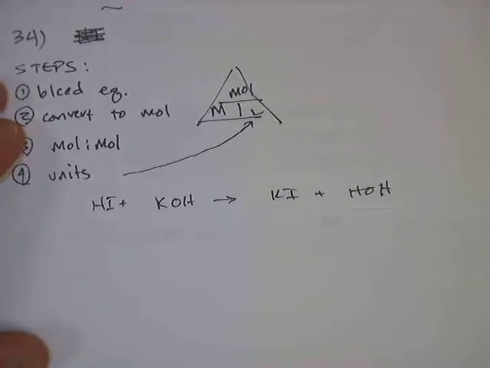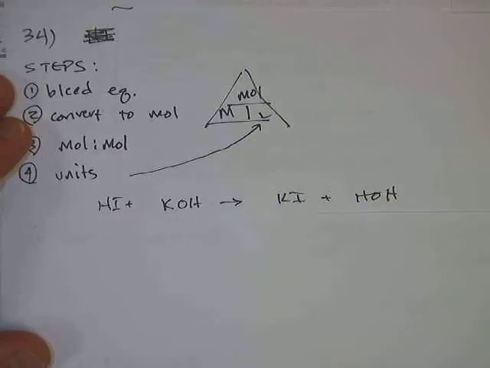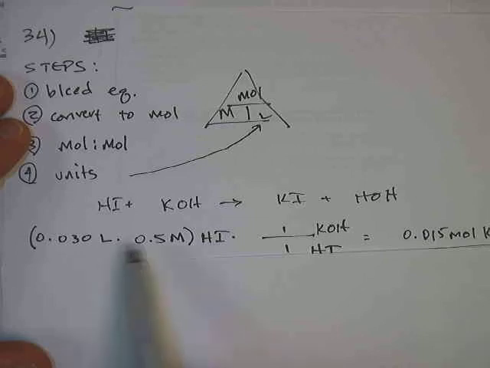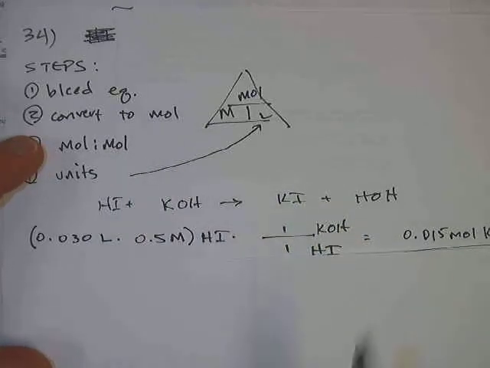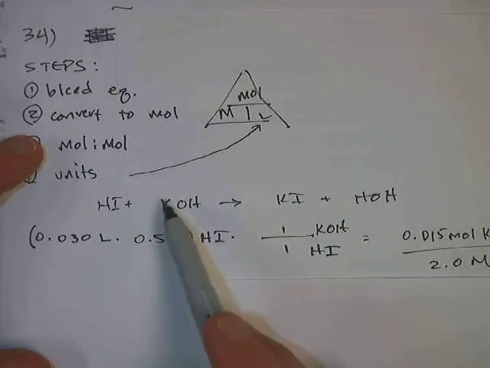Sometimes it's nice to work these problems backwards and look first in the question, what are they really asking for? Where am I going to convert to? Do they want liters? Do they want milliliters? So in 34, you can see that we've got 30 mLs of 0.5 molar, and then in the end it's going to be a 2 molar solution.